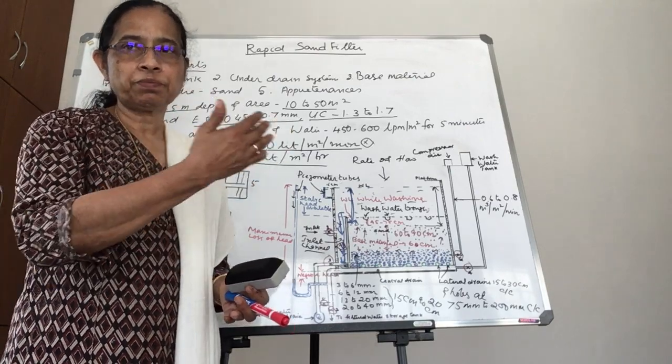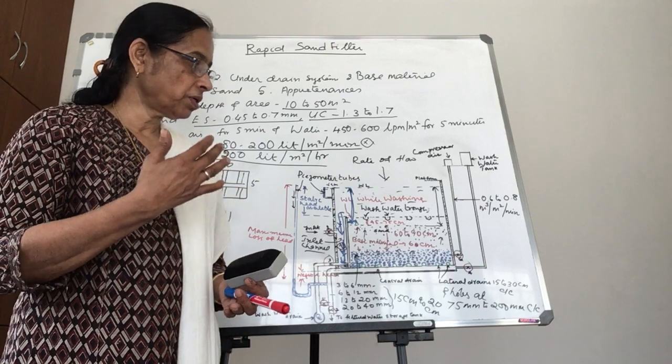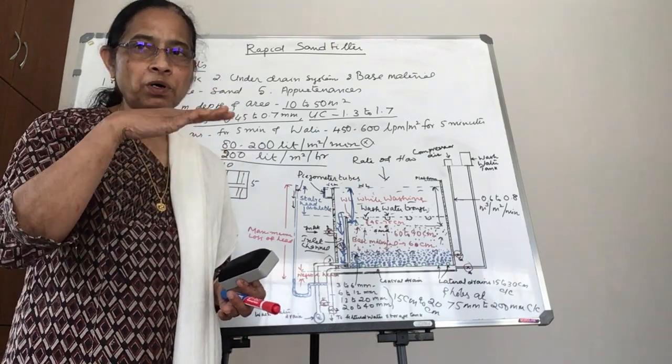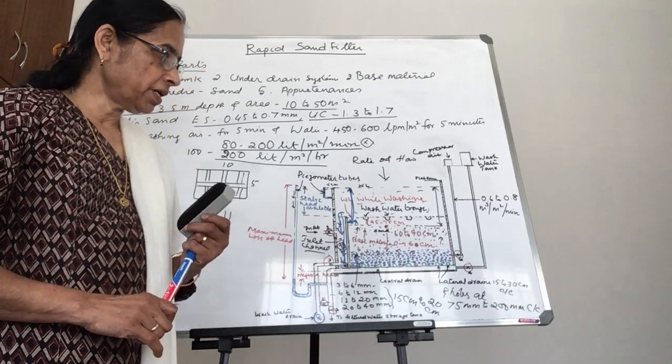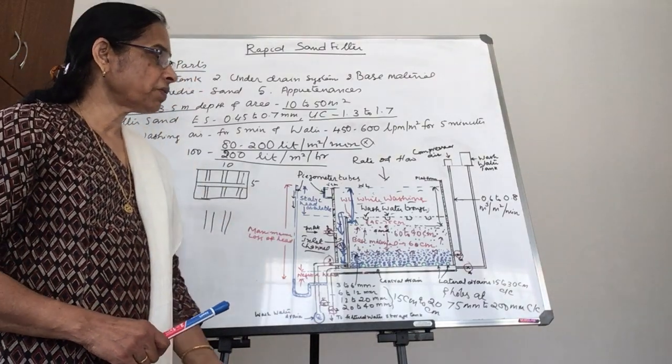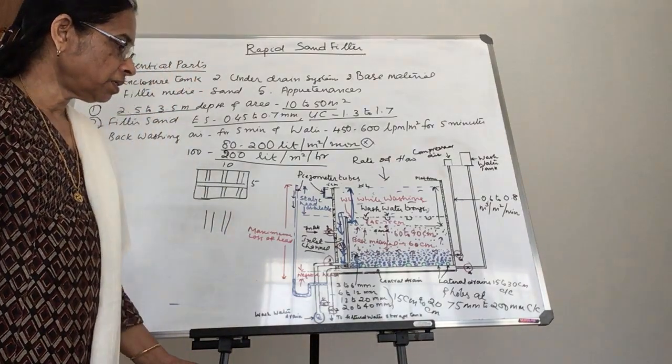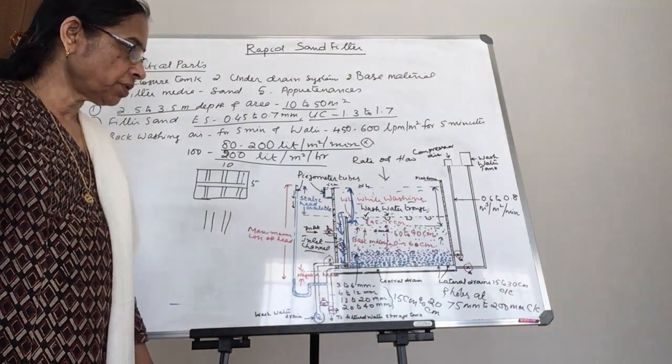And now you can take the inlet water, that means from the clarifier, you can allow the water to enter, and then again fill the box, and then start the functioning of the filter media. So that is the backwashing system, and these are the points you have to remember.